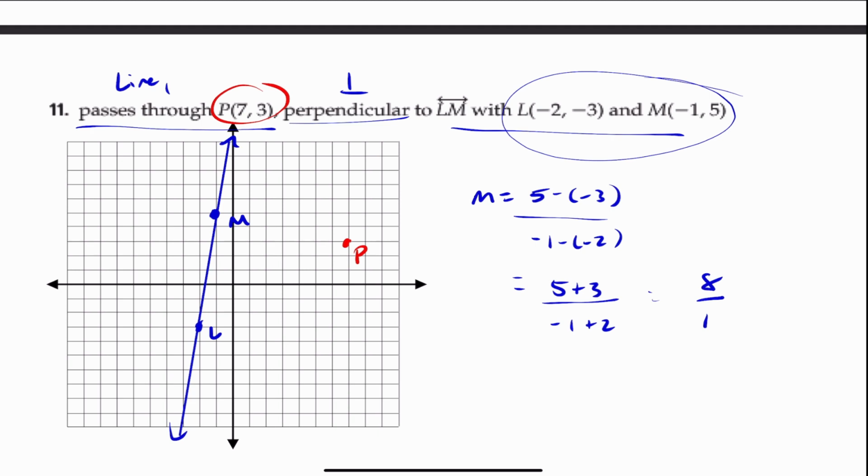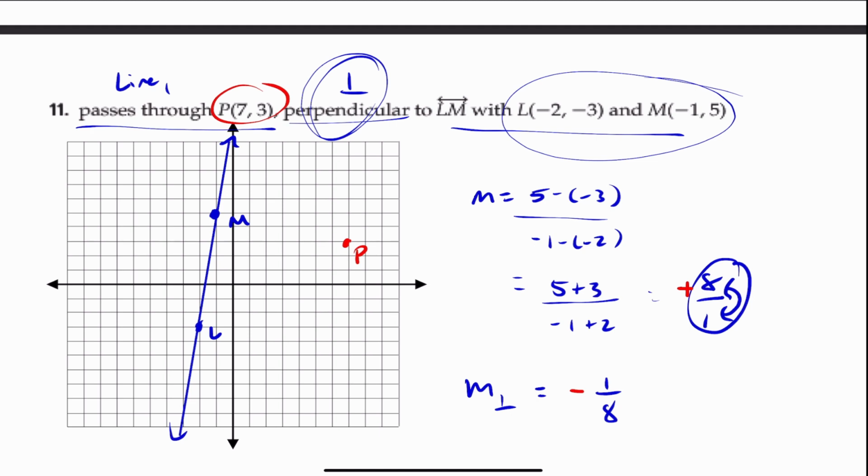So the fact that it says perpendicular, that means I need to take this slope and make it perpendicular. So the perpendicular slope has the opposite sign, and you flip the fraction. Since this is positive, then this has to be negative. And then I'm going to flip the fraction, so that's going to be -1/8.